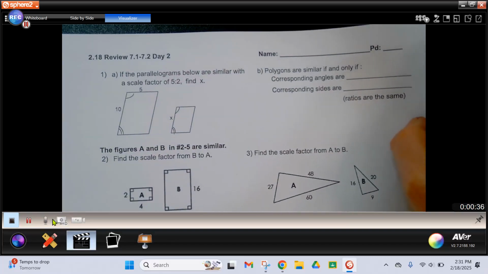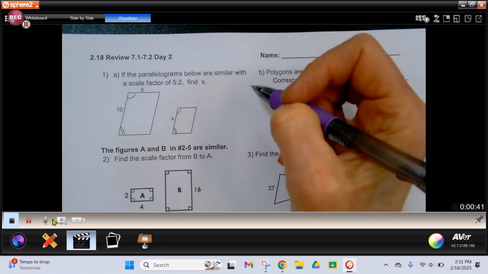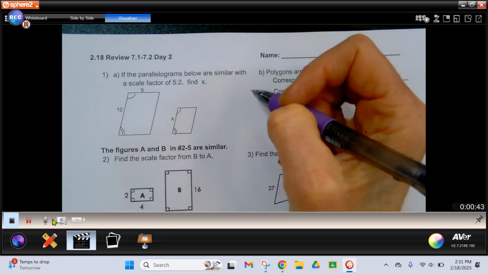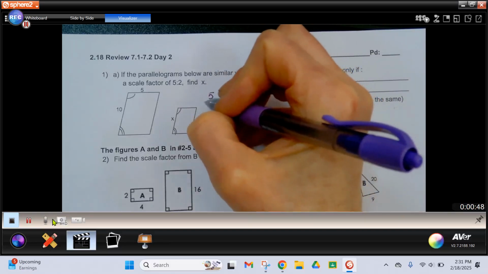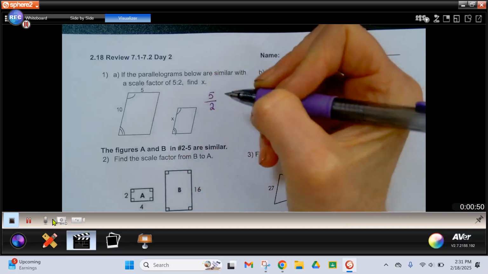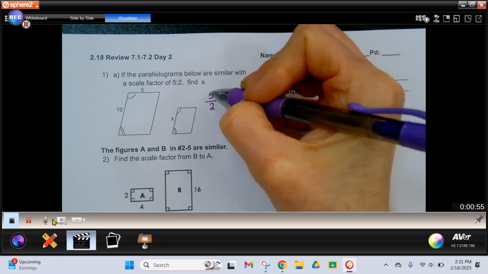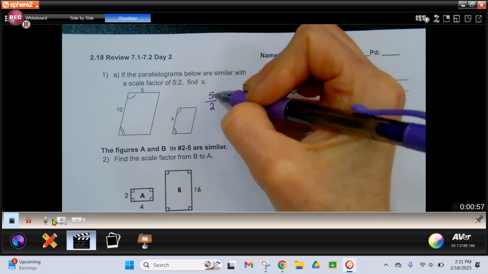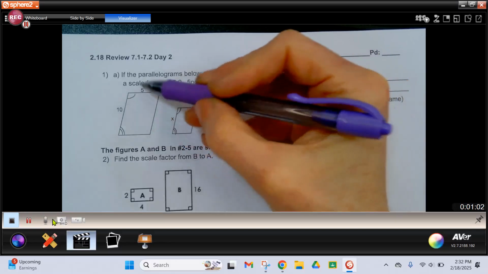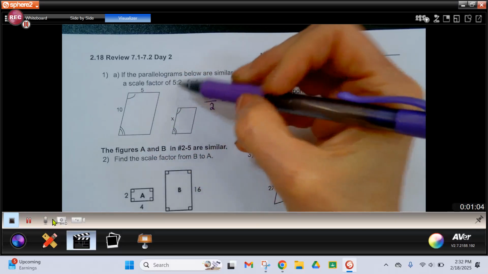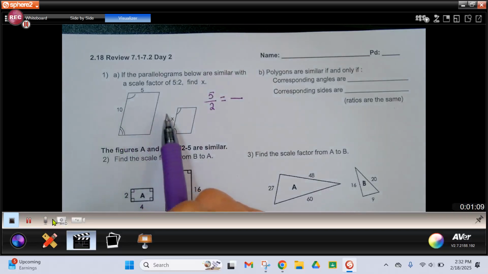Okay, so this is 218 Tuesday. If the parallelograms below are similar with a scale factor of 5 to 2, find x. So I need to use a proportion to find x. I know the scale factor is 5 to 2. I'm going to rewrite it like a fraction, and it's from large to small. This is a larger number. So that means when I set up my proportion, I'm going to go from the large figure to the small figure.